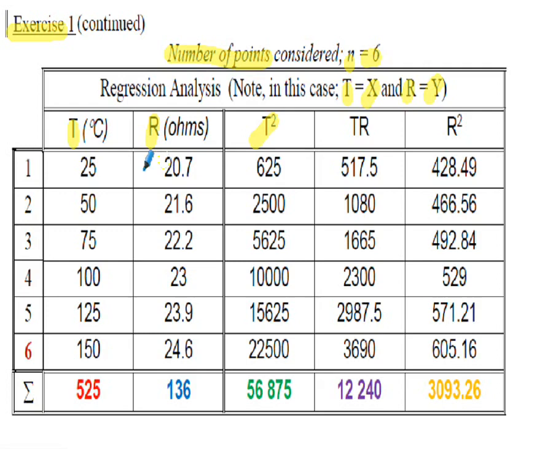T squared is simply the T value squared: 25 squared is 625, 50 squared is 2500, etc. The TR column would be 25 times 20.7 to give me 517.5, and 50 times 21.6 to give me 1080, etc. And the final column R squared would be 20.7 squared is 428.49, 21.6 squared is 466.56, etc. And in the final row, I've summated all the columns here. We'll be using all these summations in the following analysis.